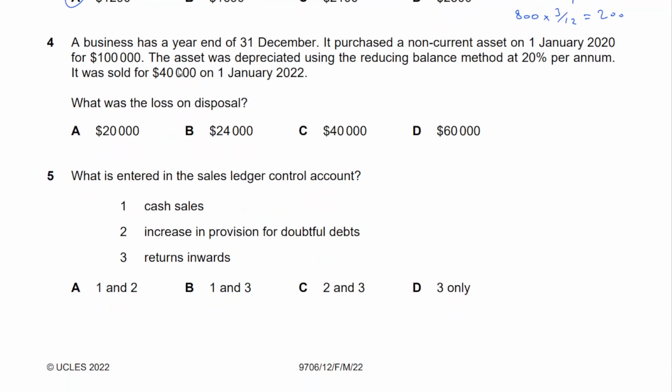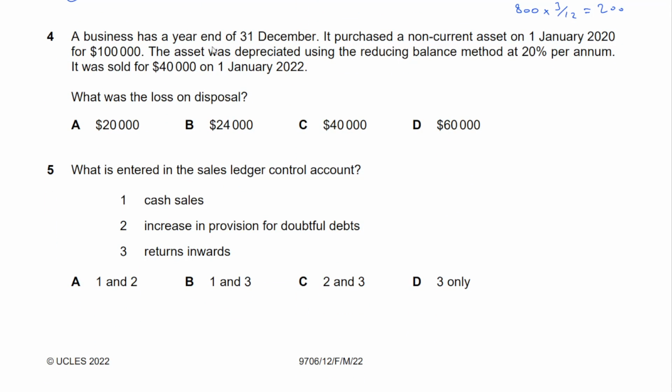Number 4. A business has a year end of 31st December. It purchased a non-current asset on 1st January 2020 for 100,000. The asset was depreciated using the reducing balance method. Be careful, reducing balance method, 20% per annum. All right. It was sold for 40,000. What was the loss on disposal?